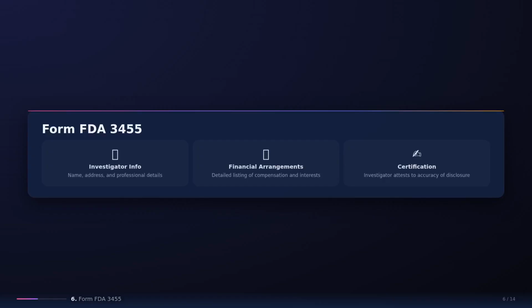Form FDA 3455, titled Financial Disclosure by Clinical Investigators, is the standard document used to collect this information. The form captures the investigator's identifying information, the study details, and a detailed listing of any financial arrangements with the sponsor. The investigator must certify the accuracy of the information and sign the form. Sponsors use the collected forms to prepare a summary for the FDA marketing application. Electronic systems are increasingly used to manage 3455 forms across multiple sites in global studies.